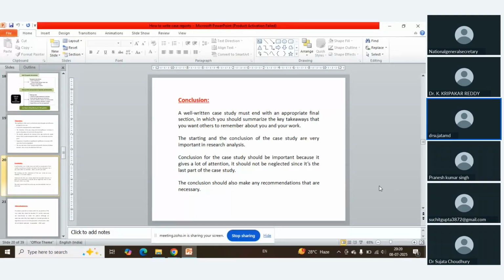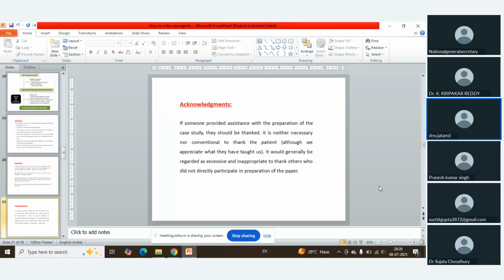The conclusion for the case study is important because it gives a lot of attention and should not be neglected, since it's the last part of the case study. The conclusion should also make any necessary recommendations. Like in the discussion, what we have suggested, in the conclusion, we recommend.